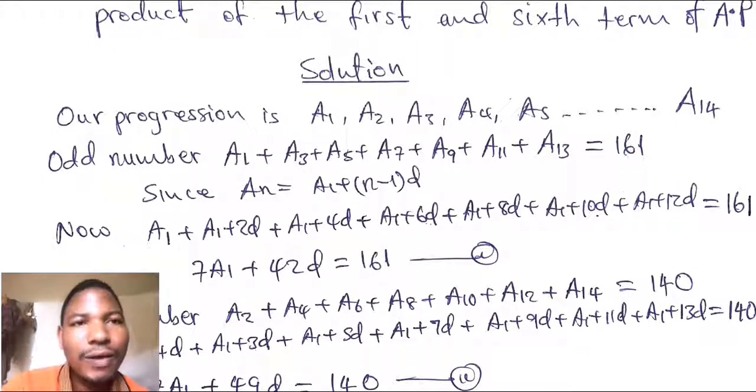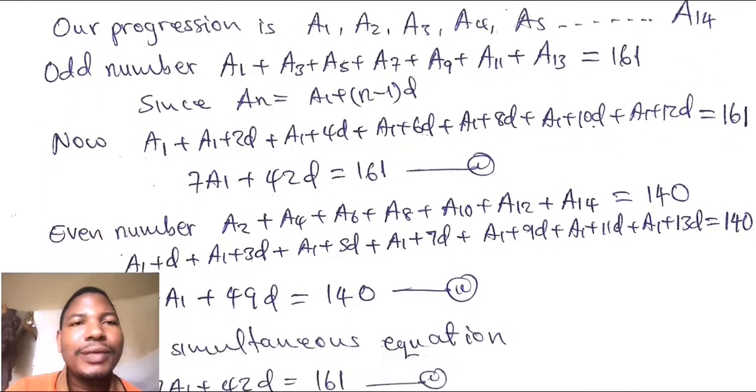But also you have to remember that in an arithmetic progression, the nth term equals the first term plus (n minus 1) times d. This means when you want to find the third term, you put n equals 3. Then this will be n minus 1. Now the third term will be equal to the first term plus 2d. The same, the seventh term will be equal to the first term plus 7 minus 1, which equals 6, so the first term plus 6d. The same, the ninth term will be equal to the first term plus 8d.